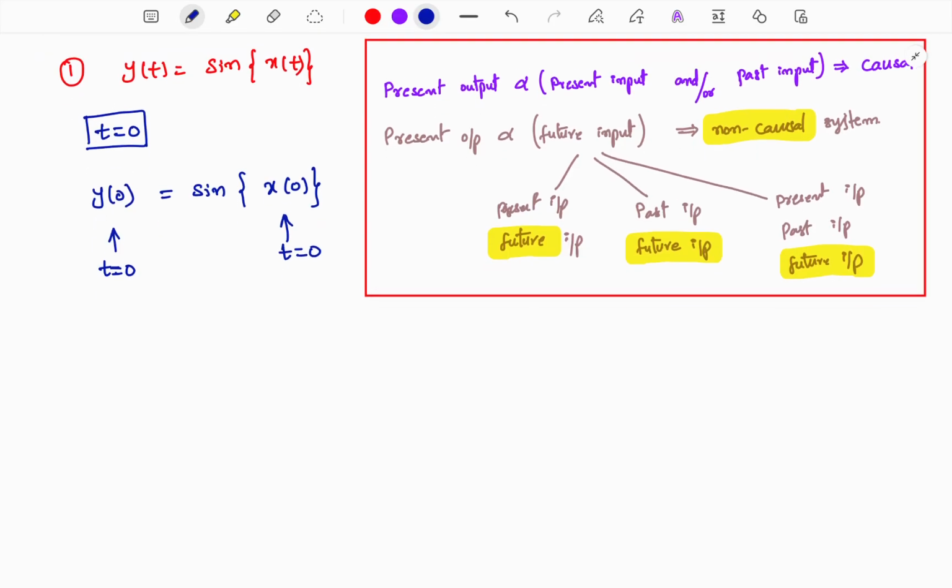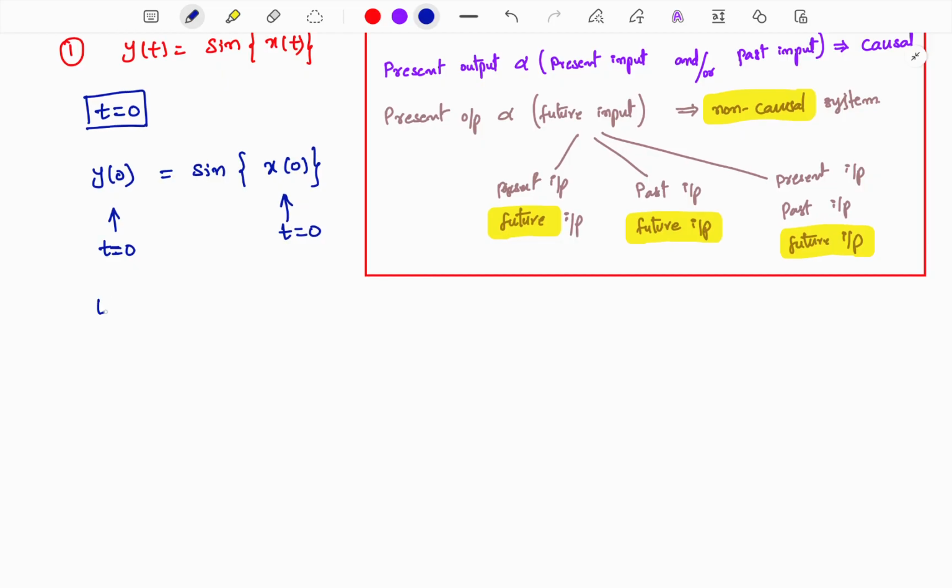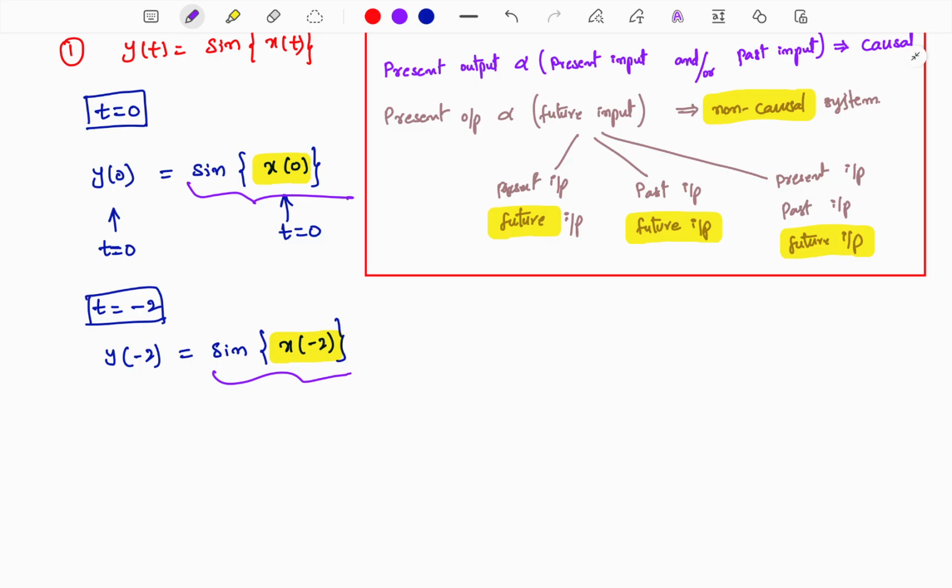We will take any value of t. For example, t is equal to -2. Then y of -2, the output at t equal to -2, is sine of x of -2. We need to observe only x, the input. Don't treat the total sine. While we are discussing causal and non-causal, just see the input values.